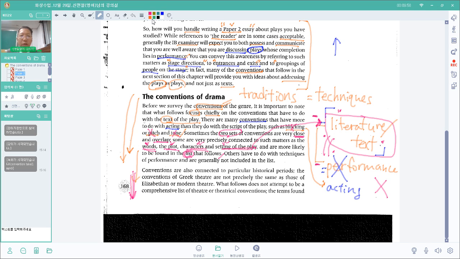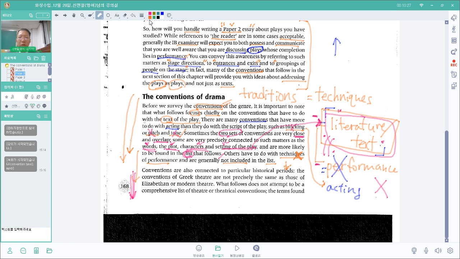So others have to do with technique of performance and are generally not included in the list. Some of the technique related to performance or acting is not included in the list that follows here. So these techniques are not our focus. We are paying more attention to the literary and textual technique of drama.